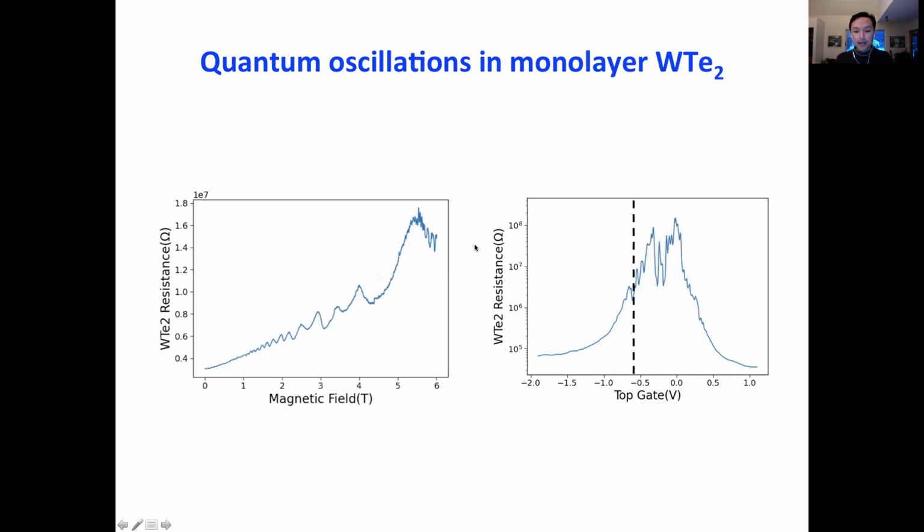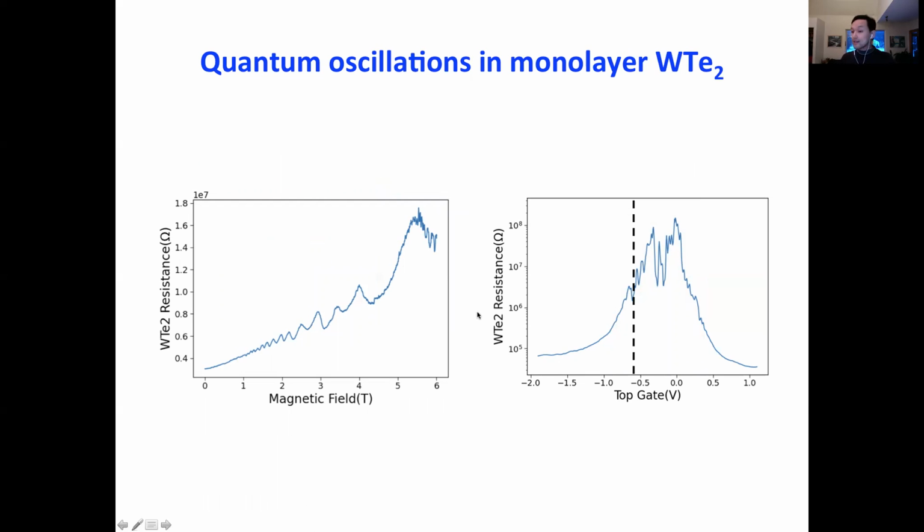Okay. And well, if we fix at a particular gate voltage that is near the gap of this TI, we can actually reproduce the quantum oscillations that were seen by the Princeton group on the tungsten telluride. When we measure the tungsten telluride resistance, you can see the clear quantum oscillations in this case.